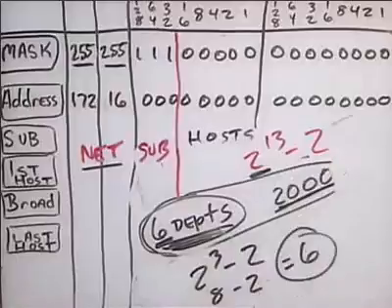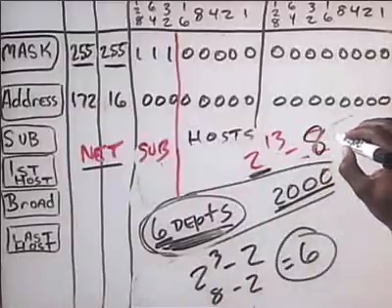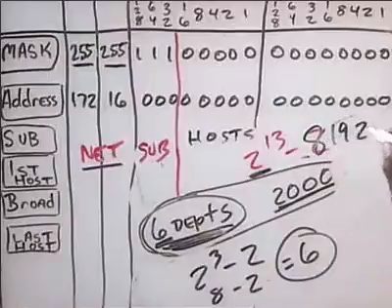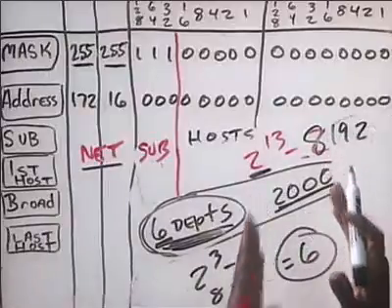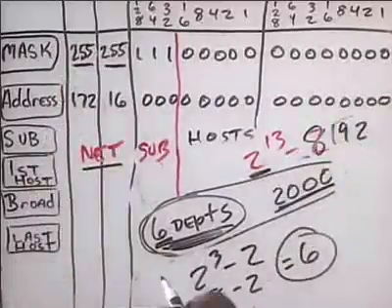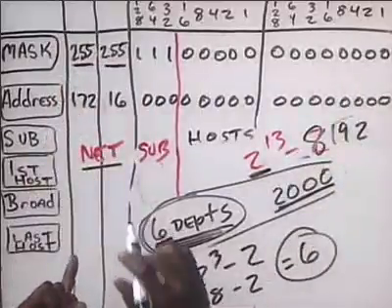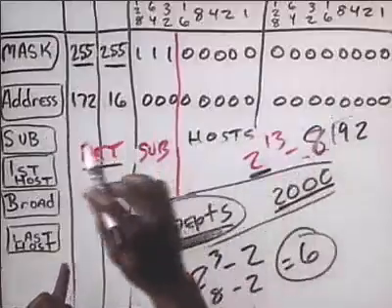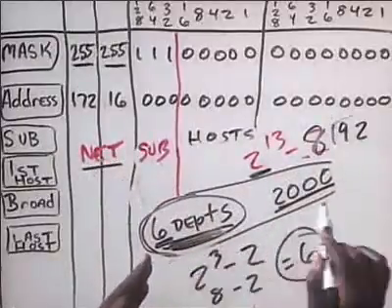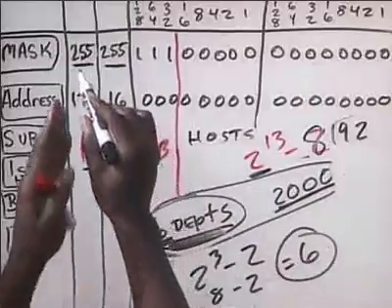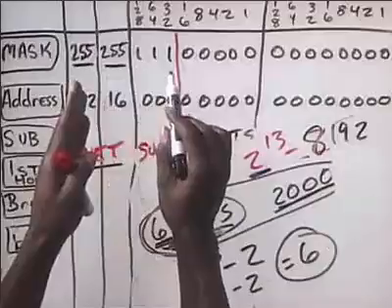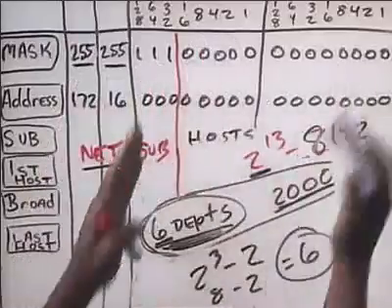So 2 to the 13th, we know is 8192 minus 2, 8190. That covers our needs. So we can use this subnet mask to cover our needs. So the question was, given a network address and a set of customer requirements here, provide a subnet mask that meets those requirements. So our subnet mask that we've come up with is based on the number of bits that we've borrowed here to accommodate the customer needs.